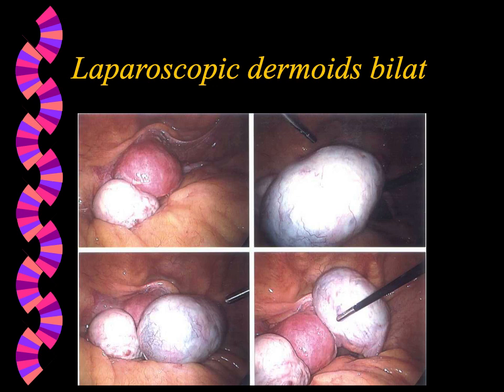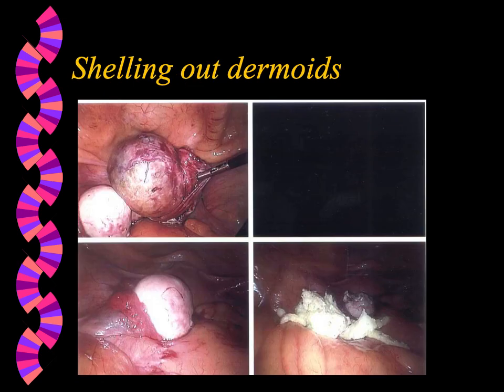And so as we incise and shell them out, occasionally they do rupture. In the top left picture, you can see it shelling out, but in the bottom right picture, it has ruptured, and so you can see sebaceous material and hair both arising from the dermoid cyst. We are usually able to leave her some functioning ovarian tissue, so this will not decrease her fertility.